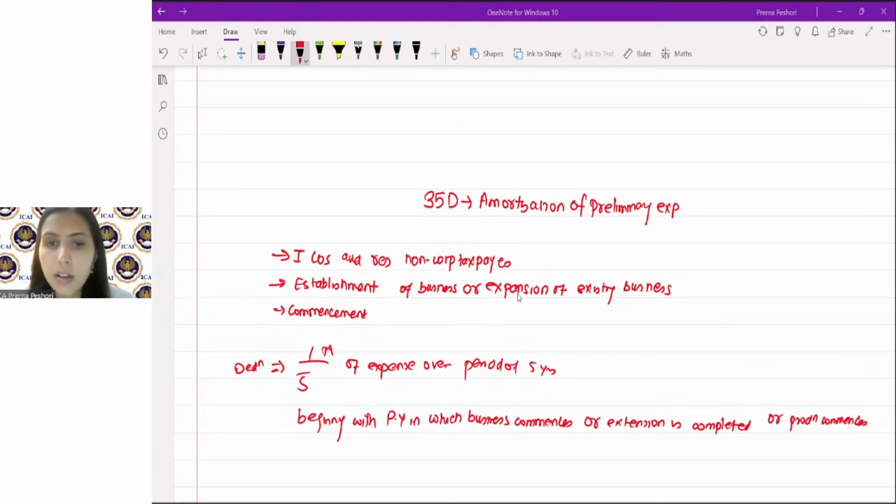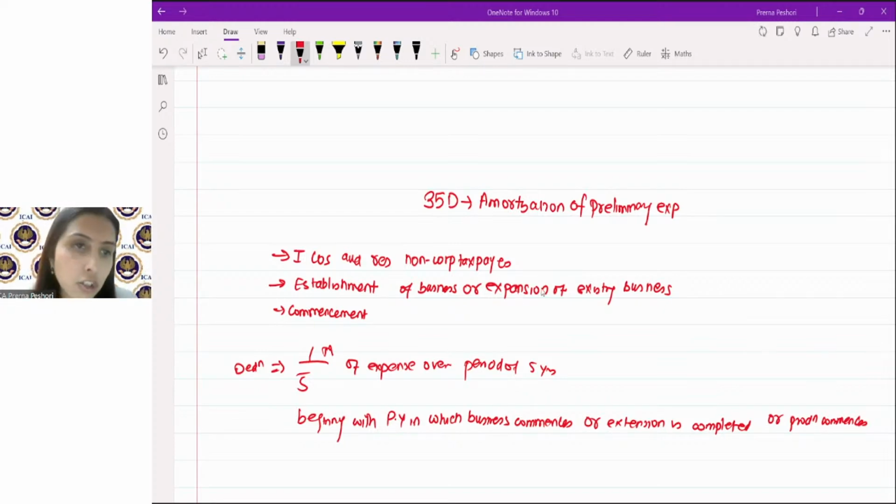What are the eligible expenses? The eligible expenses are the expenditure in connection with the preparation of the feasibility report, preparation of project reports, conducting market survey, engineering services, legal charges for drafting any agreement. Where the assessee is a company, then legal charges for drafting the memorandum and articles, printing the memorandum, fees for registering the company, expenses in connection with the issue for public subscription of shares or debentures, underwriting commission, and brokerage charges. All of these are the eligible expenditure.